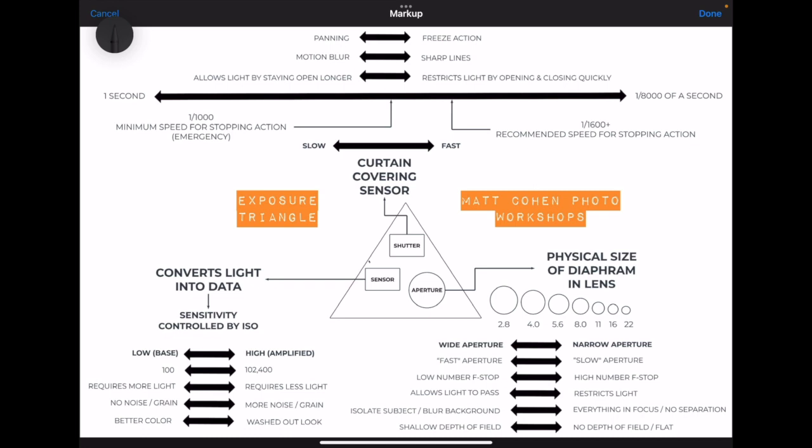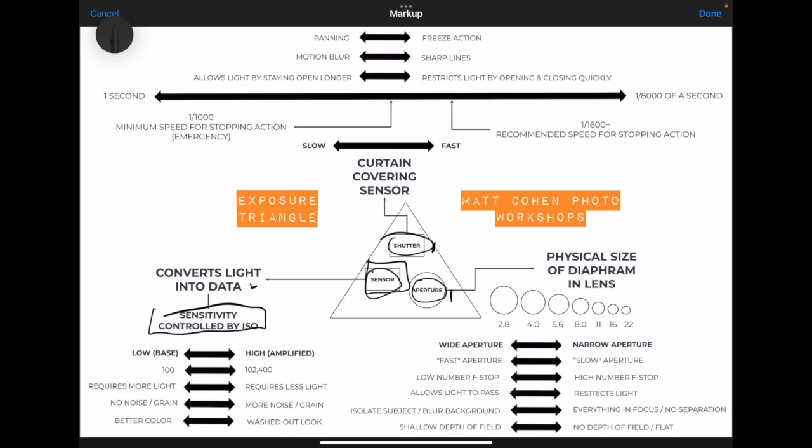Well, ISO controls the sensor, and the sensitivity of the sensor is what's controlled by the ISO. So after the light comes in through the lens aperture, after it passes through the shutter, it hits the sensor, right? So the sensor converts the light that you're seeing into data that can then be displayed as a picture, right?